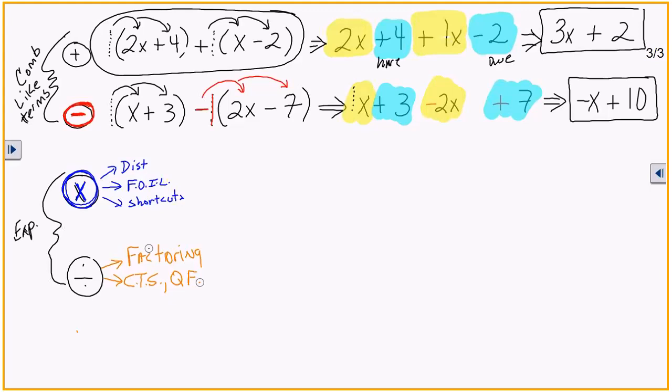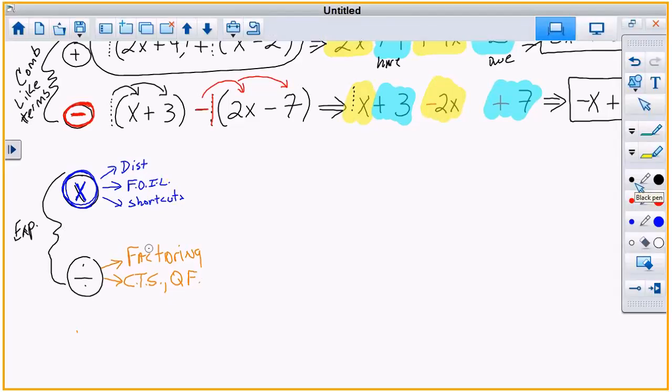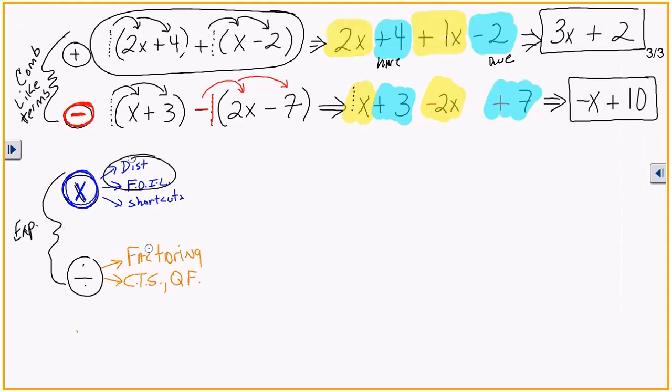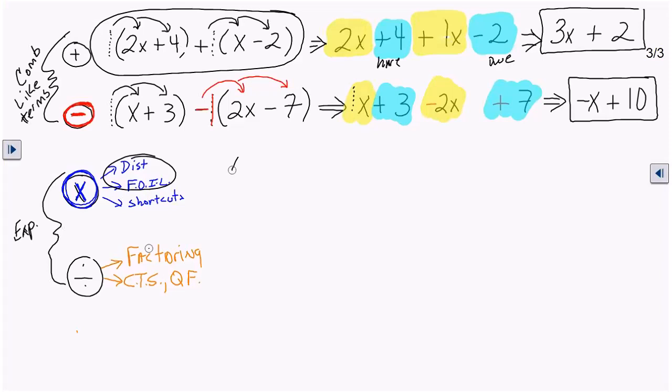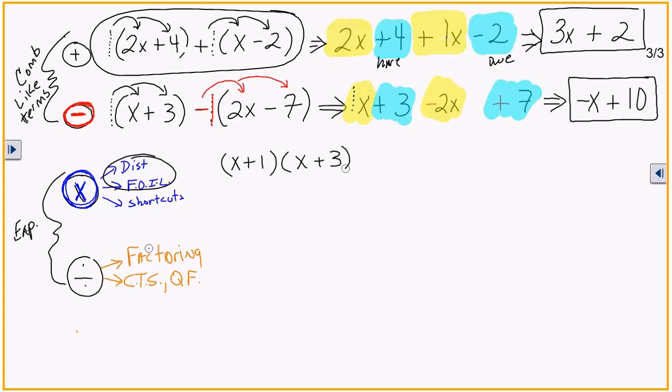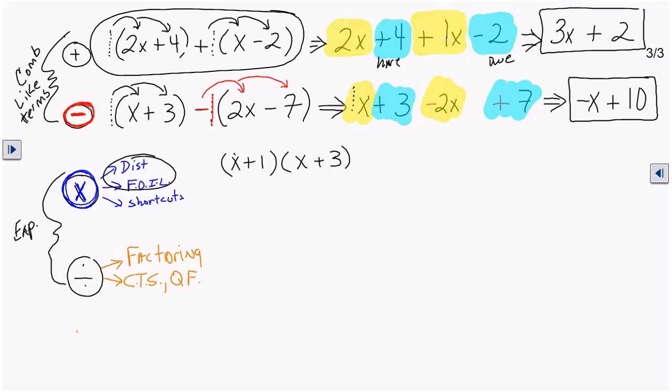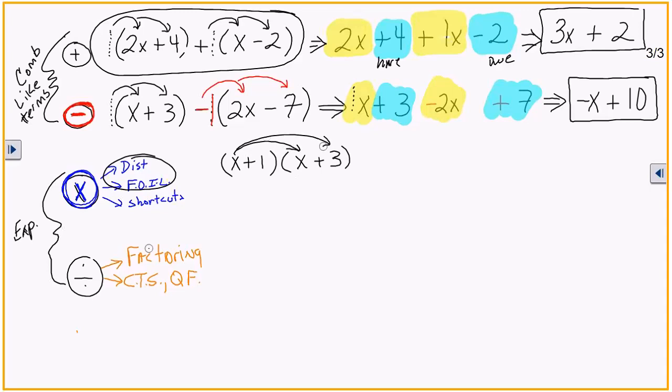Okay, so let's do a multiplication. And I'm just going to do a simple one because I'm going to do two methods. I'm going to use the distributive law and the FOIL method. So x plus 1 times x plus 3. And I'm going to use the distributive law. The distributive law says I'm going to multiply these two. And I'm going to multiply these two.